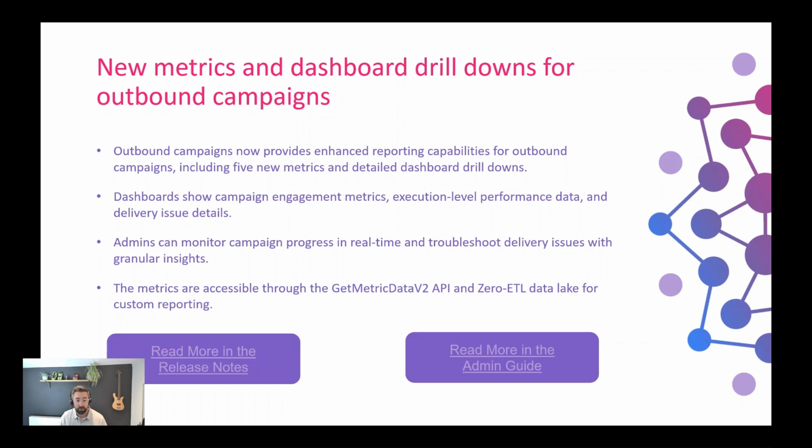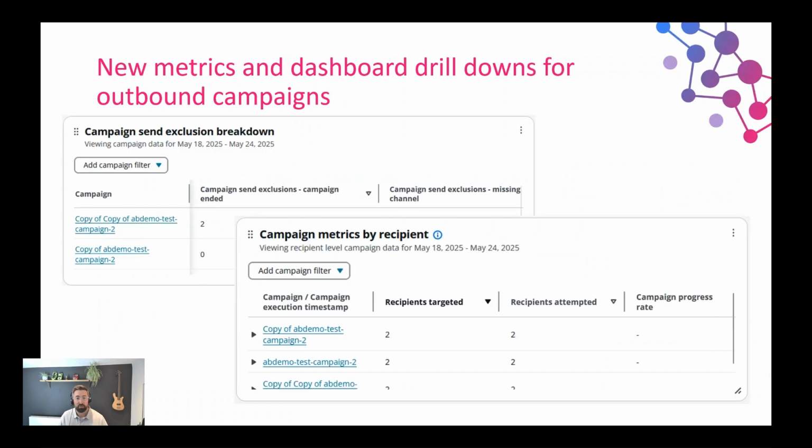So let's take a quick look at that dashboard. A couple of screenshots of dashboard widgets here, showing the send exclusion breakdown on the top left, and then the recipients targeted versus recipients attempted in the bottom right.